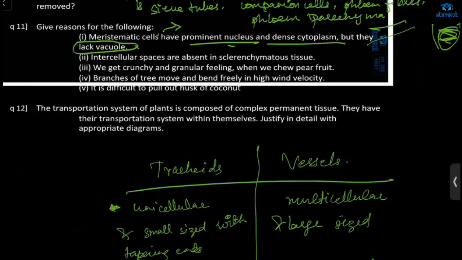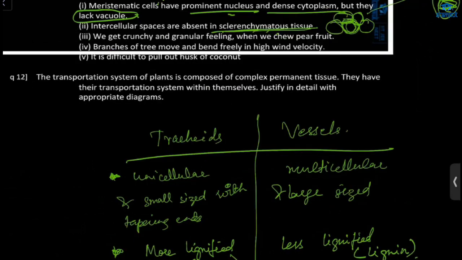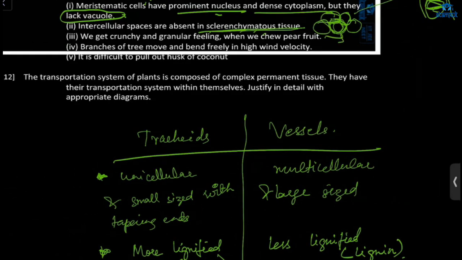Next one, intercellular spaces are absent in sclerenchymatous tissue. Why? Because the sclerenchymatous tissue has lignin, right? It is surrounded by lignin, okay? So that's why it doesn't have space. Next one, we get a crunchy and granular feeling when we chew pear fruit because it has sclerenchymatous tissue. Okay, that's why we get a crunchy feeling.